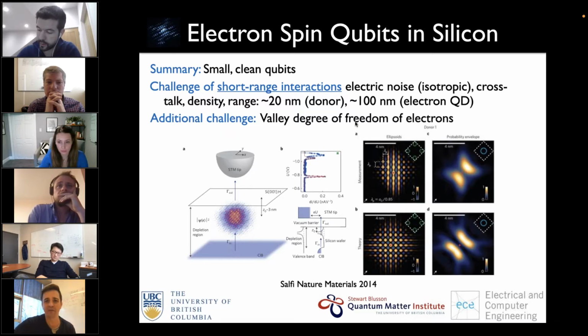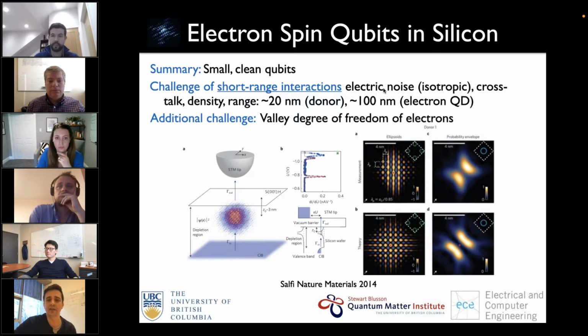They're problematic from a few different points of view. One being electric noise, another being if you just put these atoms very close together, there's a challenge in controlling each one of them. There's a lot of high density, and when you control one, you may be accidentally manipulating another. And not to mention that it is just very difficult to fabricate these kinds of devices. And by short range, I mean something like on the order of 20 nanometers for donors, so single atom qubits, and 100 nanometers for electronic quantum dots in silicon, a different type of technology.